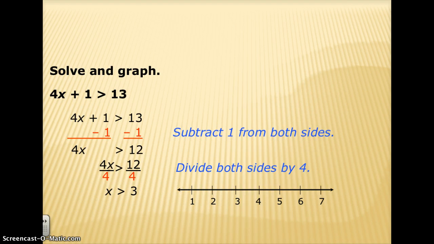When we make our number line, we make sure 3 is in the middle, open circle because of the greater than, and the greater than values would be to the right of 3.